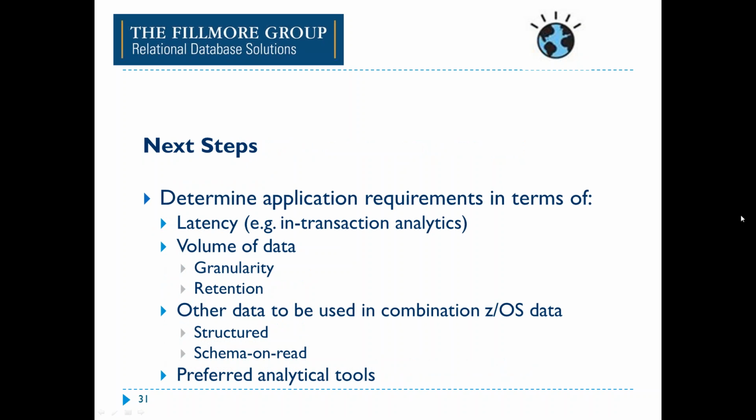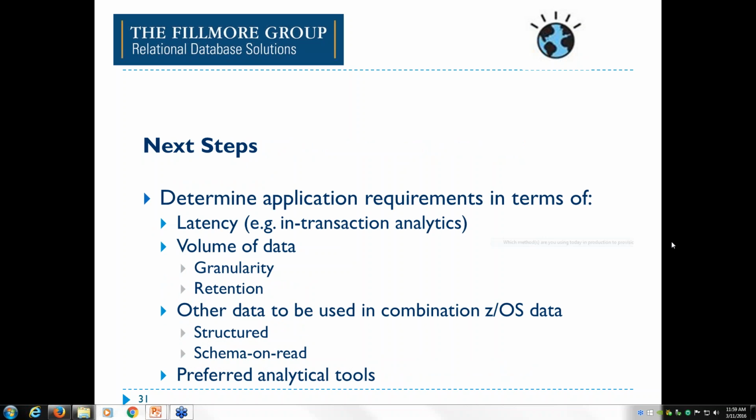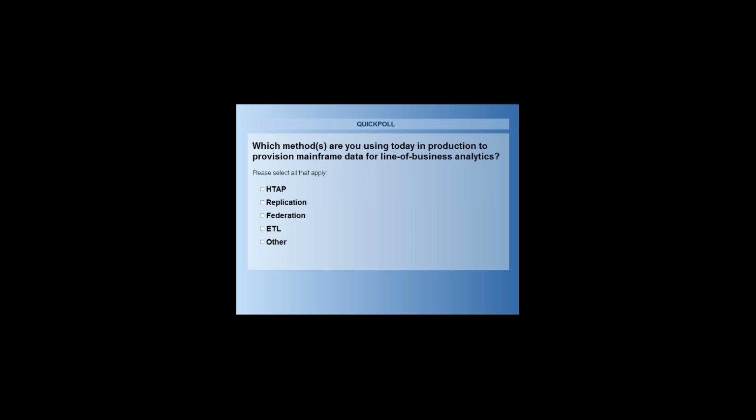Before I go to next steps, I want to open our last 2 polls. So the first is, which methods are you using today in production? I know that there are a lot of bake-offs and a lot of test projects, etc. But what are you doing today in production with transaction system of record data to perform line of business analytics? So I'm going to launch that poll. Any of the methods that we have described here: HTAP, replication, federation, ETL, or other. And then I have one more following this.